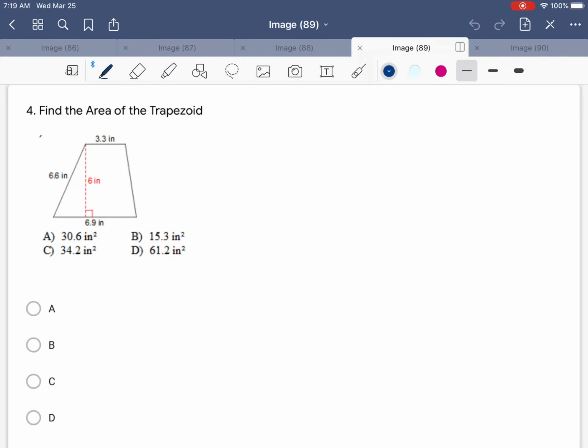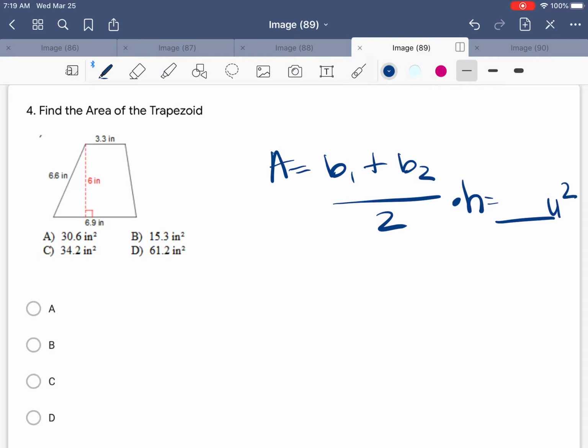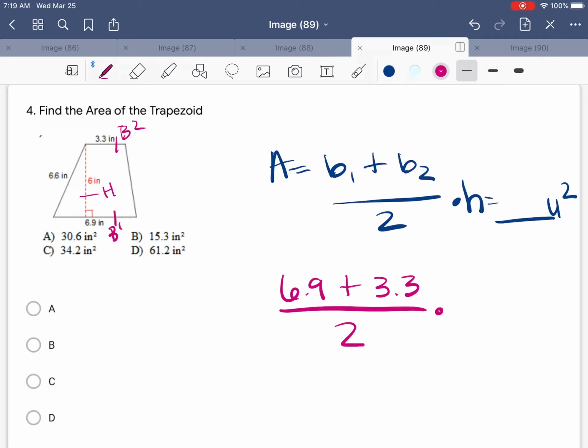Number 4. Again, formula: area equals base 1 plus base 2 divided by 2 and times it by the height. And my answer is in the unit squared. So let's see, this is our base 1, our base 2, and this one's my height there. So base 1, 6.9, plus my base 2, which is 3.3, divide that by 2, and then times it by the height, which is 6, equals. And my units in all of these is inches, so it will equal inches squared.